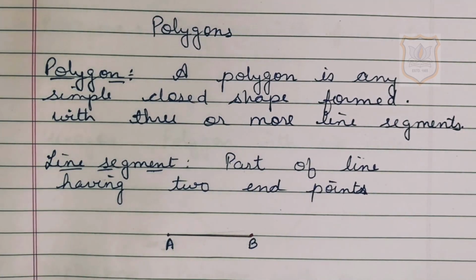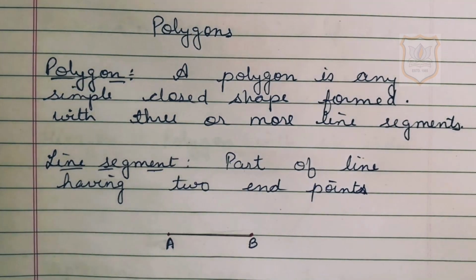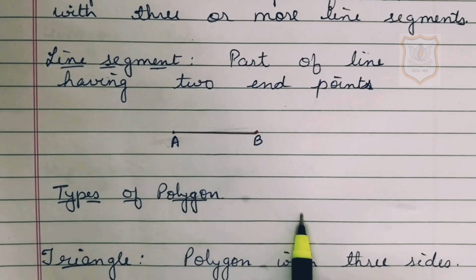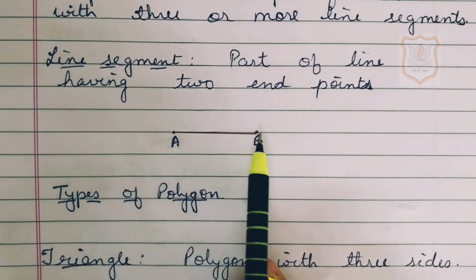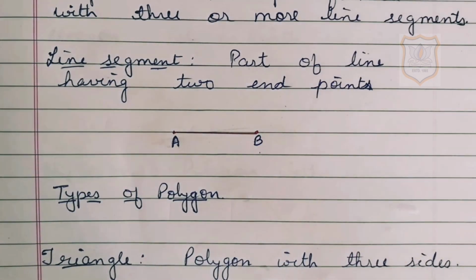Students, you have learnt about line segment, line and ray in your previous classes. A line segment is a part of a line which has 2 endpoints. Here for an example you can see this is a line which has 2 endpoints, A and B. This is called a line segment.